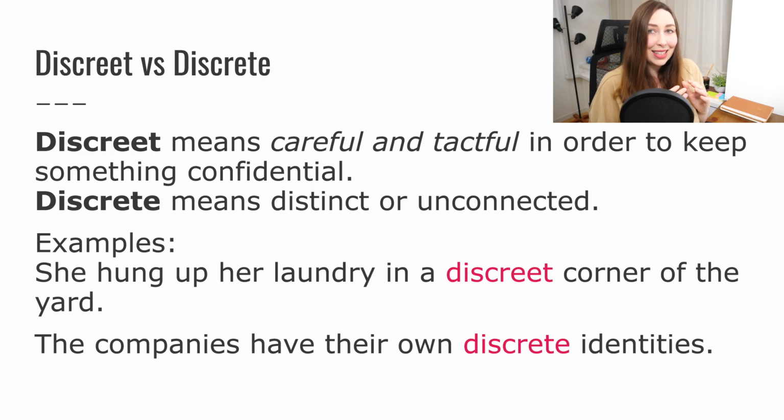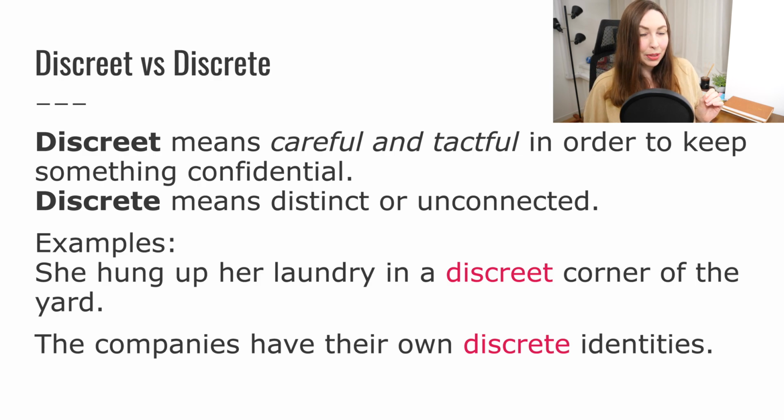Okay? The second discrete is spelled E-T-E. This means distinct or unconnected, so not connected. So these two words have very different meanings. Take a look at the examples again. She hung up her laundry in a discreet corner of the yard. So she hung up her laundry in a place where maybe not many people go, not many people are looking. So she hung up her laundry in a kind of secretive, not obvious place in the yard.